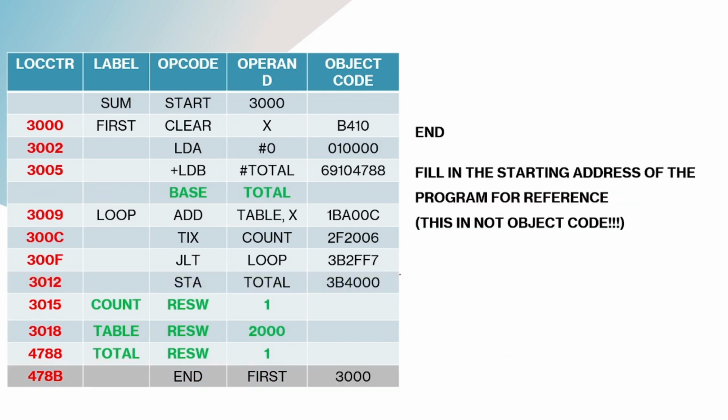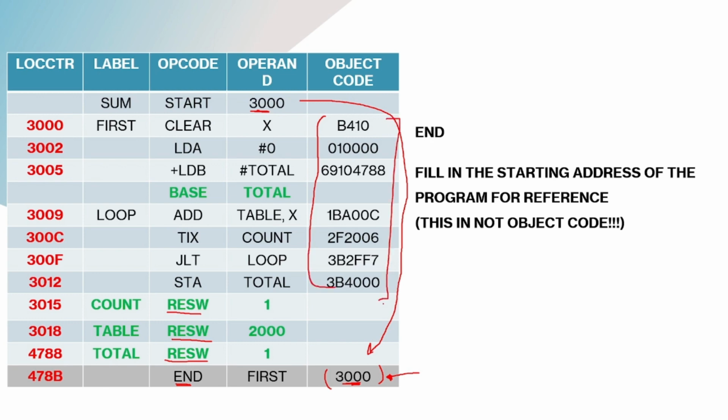Then moving ahead, you can see RESW are assembler directives. So I said before, we are not generating any object code for assembler directives, right? And then we have END, which is another one. So I'm just filling in the starting address of the program, and note that this is not object code. This is only for reference. We're just filling in the starting address, which is 3000. It's given right here. So this value I'll just copy and put it right here, and you'll see why we do that. Now we have all our object code right here, and then we'll make the object program.